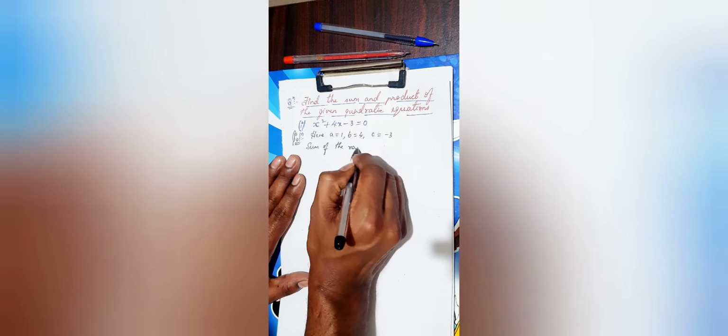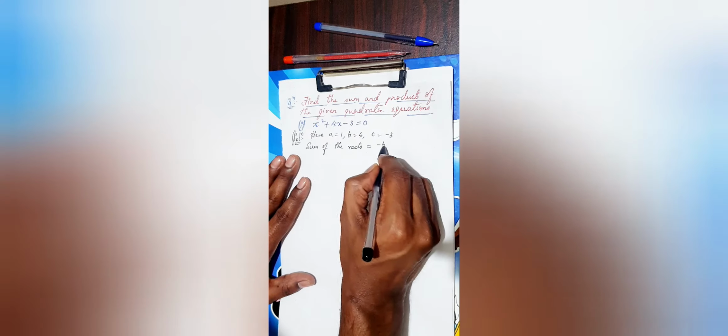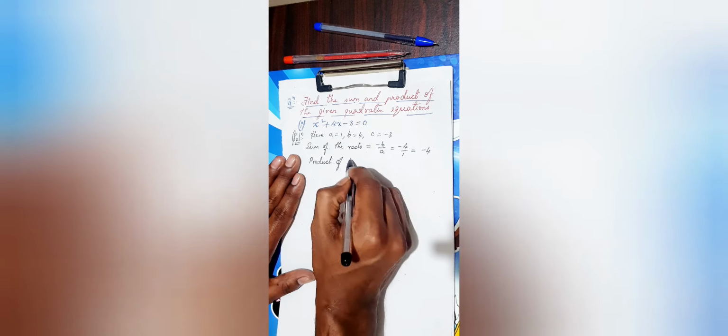Therefore the sum of the roots, as I told you, is minus b by a. So minus of b, which is 4, divided by a, which is 1, is minus 4. The next thing is the product of the roots, which is c by a. So c is minus 3 divided by a, which is 1, so it is minus 3. So it is as simple to find the sum and product of the roots if the equation is already given.